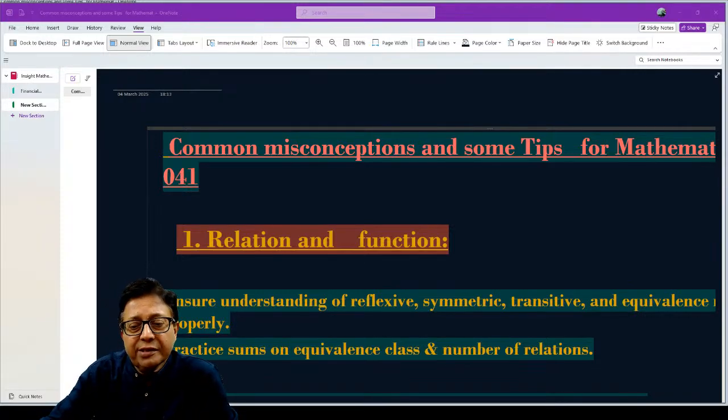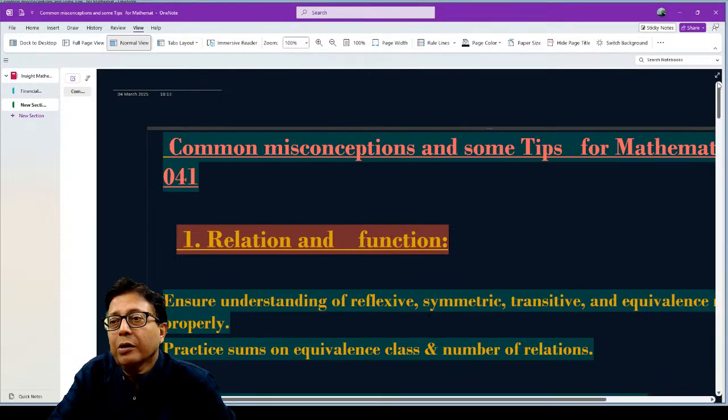Can you see my screen? Hope I am audible also.